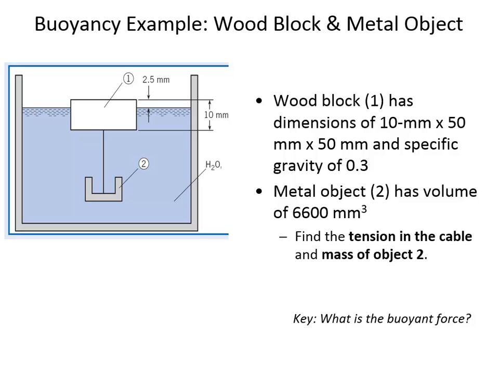And so we want to find the tension in the cable and the mass of the object as our ending points of this example. So let's find, first of all, the buoyant force that's acting on 1. Okay, the buoyant force acting on 1.